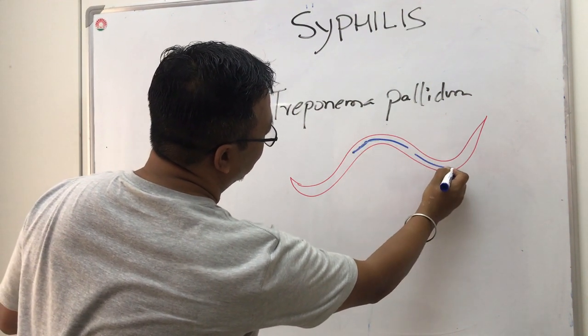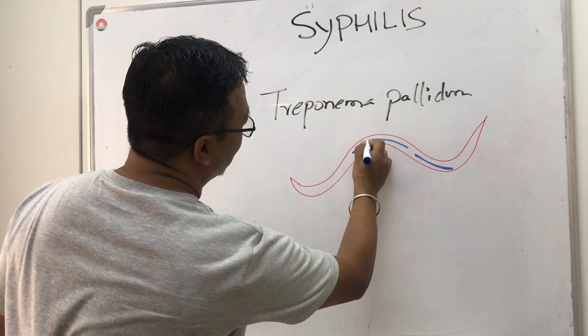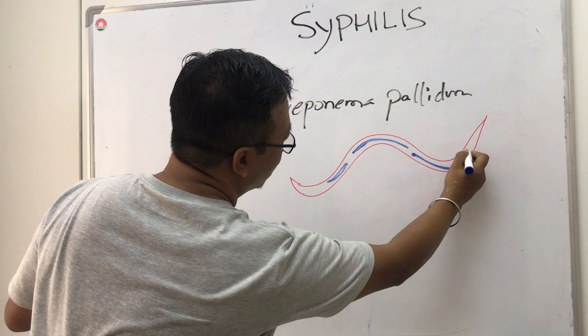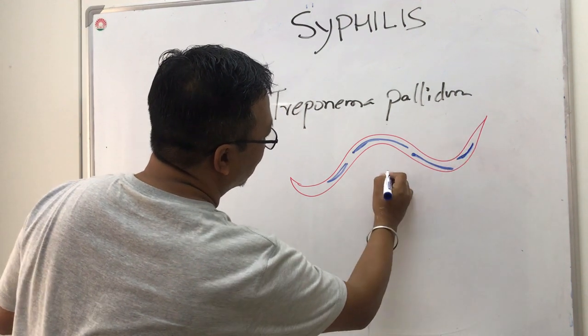So these are endoflagella. They serve like a motor and give a longitudinal movement.